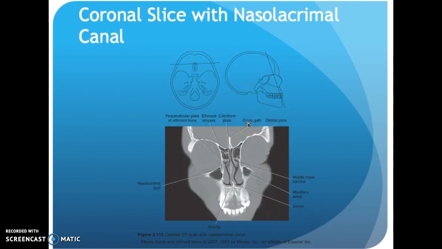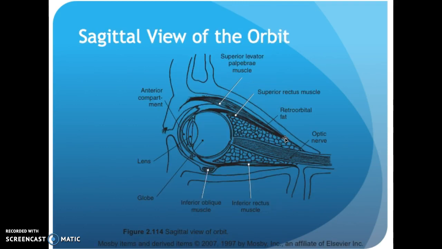So this is a CT, and you can see part of the duct coming down right there. That's the main thing. You should be able to label everything else on there. Here's a sagittal view of the orbit. So your superior levator muscle, then you have your superior rectus muscle. This right here is retroorbital fat. It's the bright white on MRI T1. Here's your optic nerve and your inferior rectus muscle.